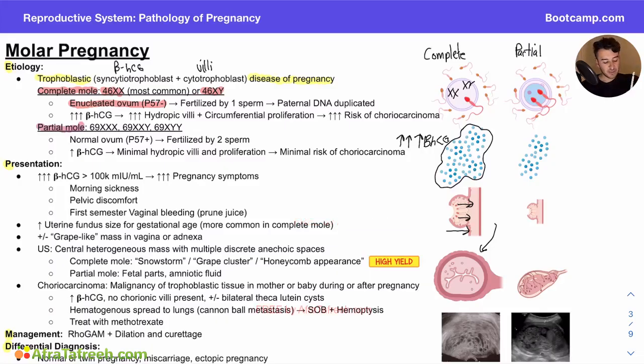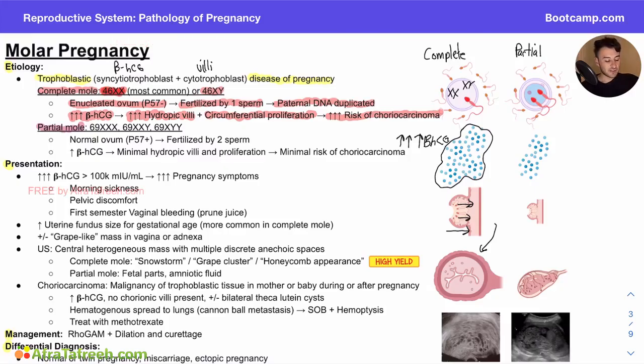And then this one sperm that is going to enter that enucleated egg is going to go ahead and duplicate its paternal DNA, and that is going to make our classic 46XX genotype. That's going to be the most common type in complete molar pregnancy. We're going to get big increases in beta HCG, leading to big increases in hydropic villi. This is going to lead to circumferential proliferation all around the uterus, and this is also going to be associated with a big increased risk of choriocarcinoma. I want you guys to hold on to that fact. We're going to discuss it a little bit later.